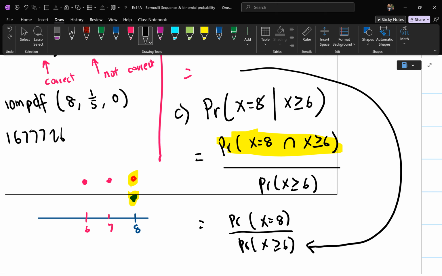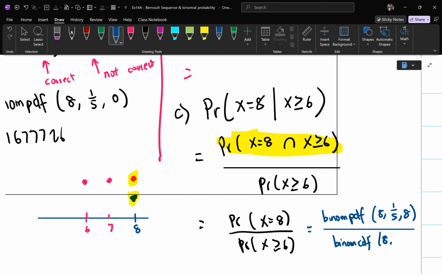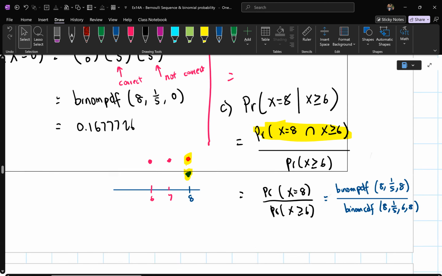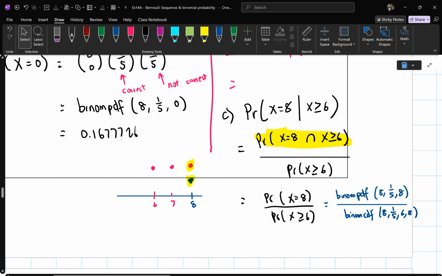So the only thing you need to work out now is what's the chance of getting all 8 correct, which you can do on PDF. So here you do binom PDF, 8, 1/5, 8, whilst the bottom you would have got from the previous question, which is binom CDF, 8, 1/5, 6 to 8. There you go. Whatever that is, that should be your answer.